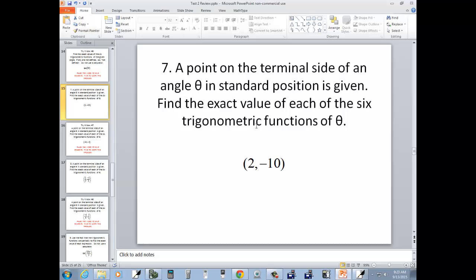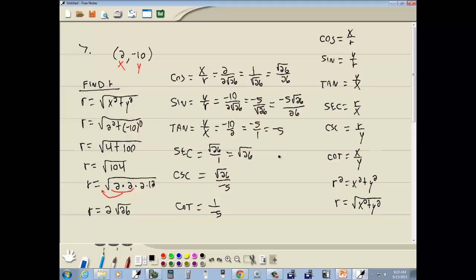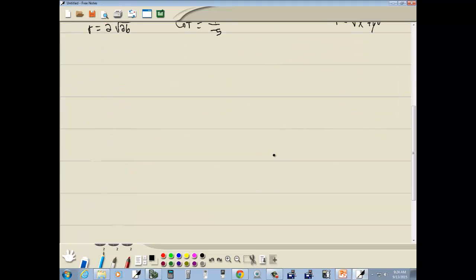Okay. Go ahead and try this one now. Same instructions, and we got negative 4, negative 1. So we'll go ahead and pause the video and give them a chance to work. Okay, let's take a look at this problem. We got negative 4 and negative 1. Same instructions. So this is x and this is y, and same formulas. So we need to find r.